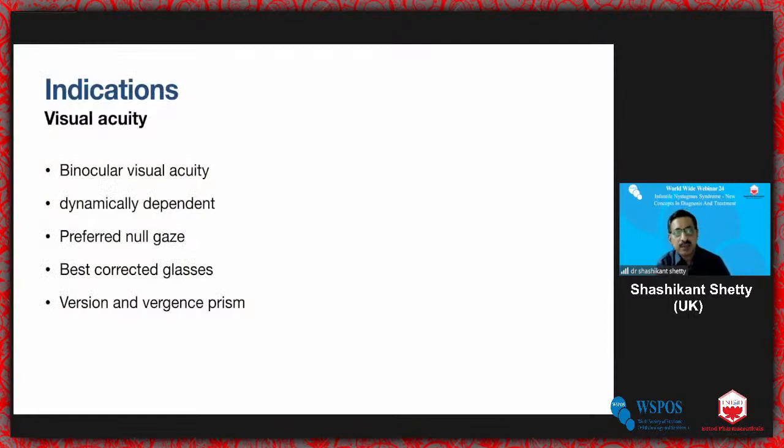Visual acuity assessment, again, is very important. Binocular visual acuity should be looked into. And visual acuity, again, is very dynamic, and it should be assessed in the preferred null gaze. And always the best corrected glasses should be prescribed for this patient. And we can use the version and the vergence prisms. The vergence prisms help to determine whether the nystagmus gets better with convergence. So if the patient's vision improves and the nystagmus gets dampened with the vergence prisms, then we can decide on bimedial recession, which will help in improving the nystagmus and also help in improving the vision.